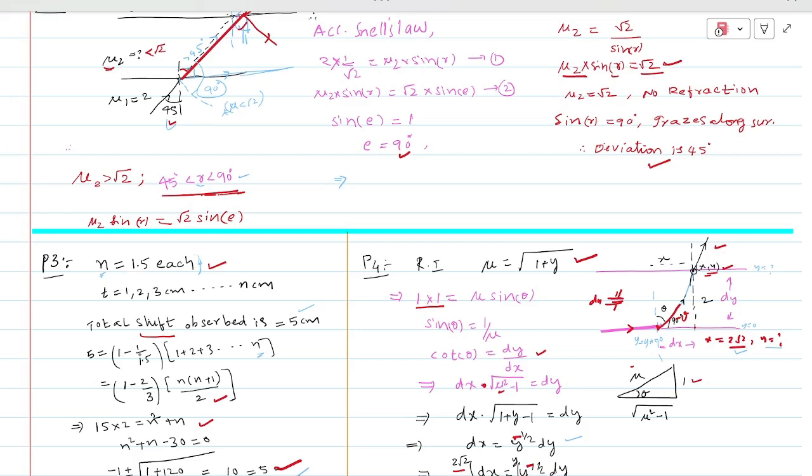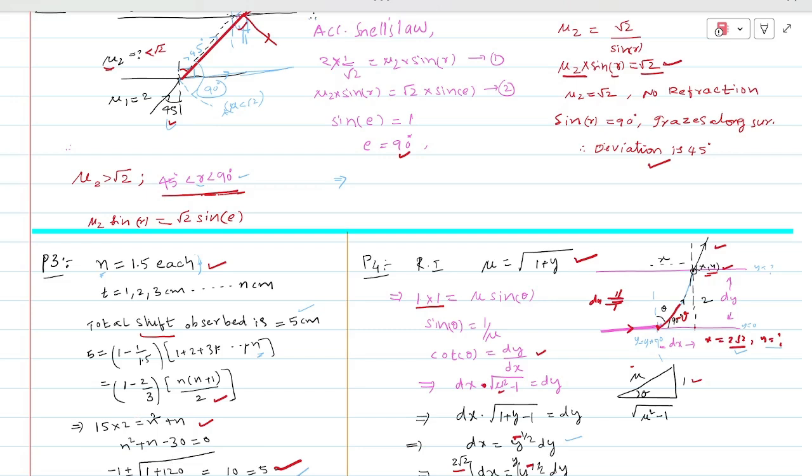Therefore, 1 minus 1 by n I have taken common. Therefore, thickness 1 plus 2 plus 3 plus and so on, plus n. So therefore, 1 minus 1 by n into the sum of natural numbers, n into n plus 1 by 2. If you do this, you will get a quadratic equation and the number of glass slabs is 5.